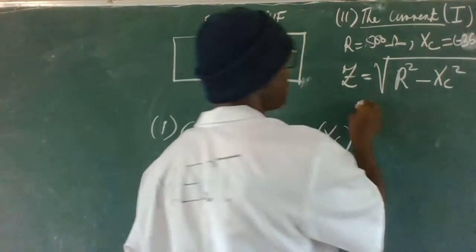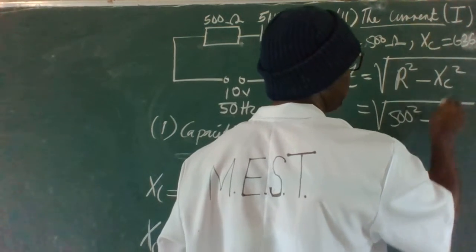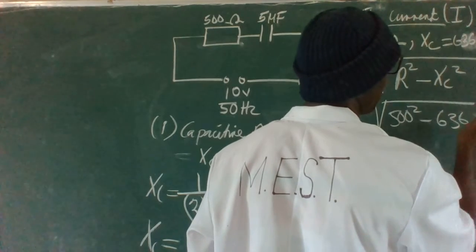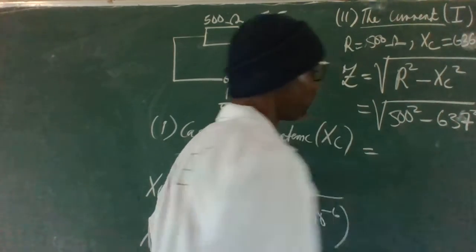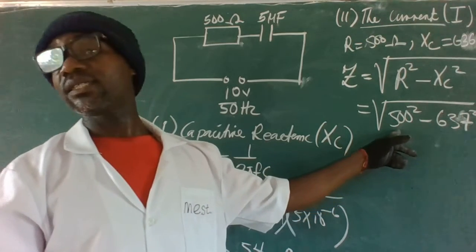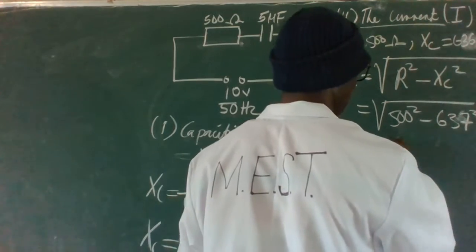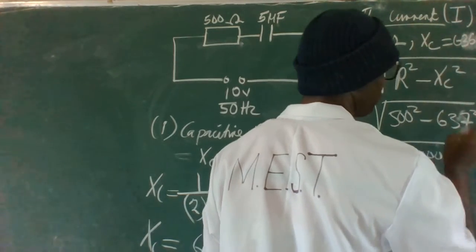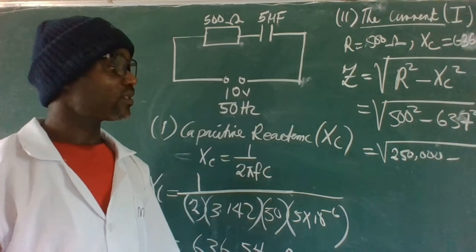So what we need to do is substitute accordingly. For R, we have 500 squared. For XC, we have 636, which we can approximate to 637, squared. 500 squared is 250,000, right? Yes, sir. Minus 637 squared. What do we have?